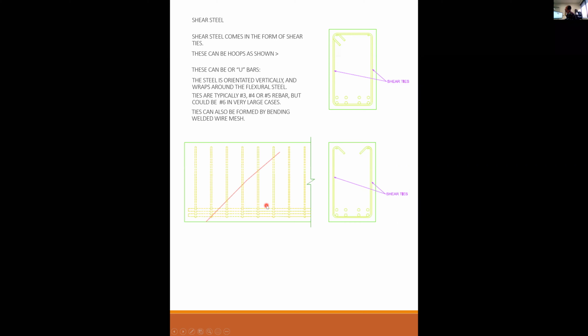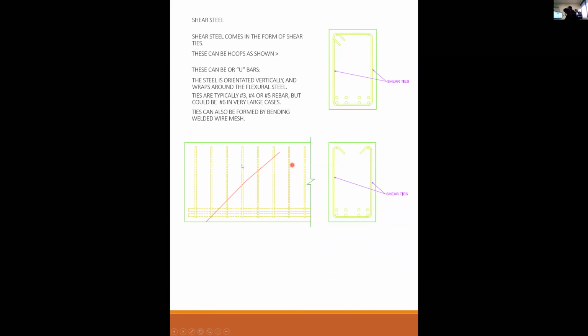The steel is oriented vertically and wraps around the flexural steel, as you can see here. Ties are typically number 3s, number 4s, or maybe number 5s, but they could be number 6s if you have some really big stuff. I mean, like Caltrans overpass girder type stuff, then maybe number 6s. Ties can also be formed by bending welded wire mesh into this sort of a shape or this sort of a shape. You can use mesh for your ties as well.